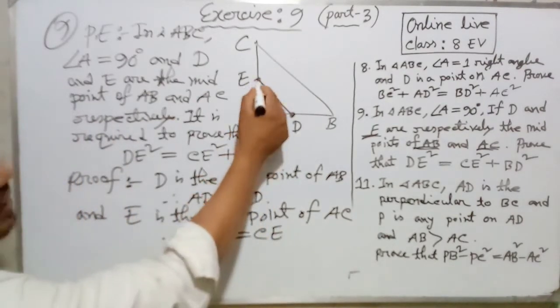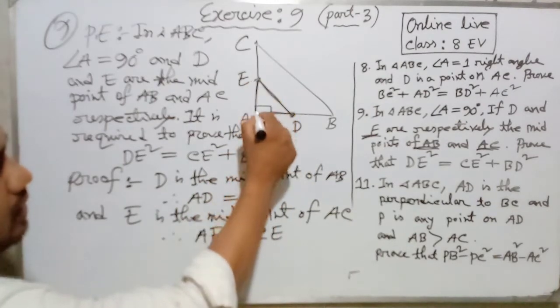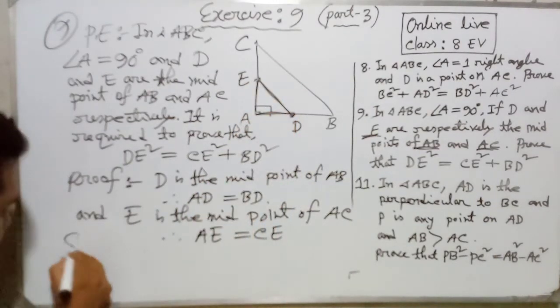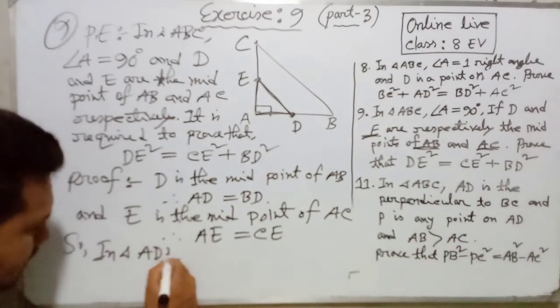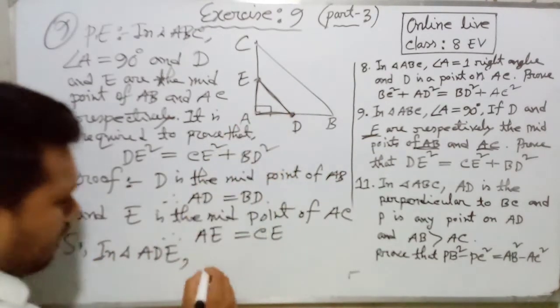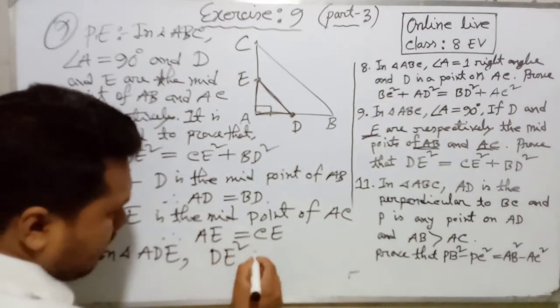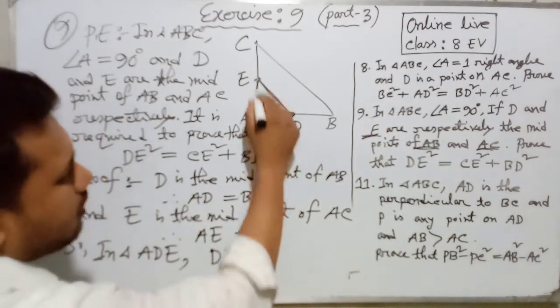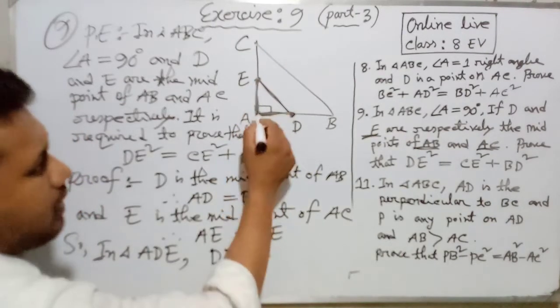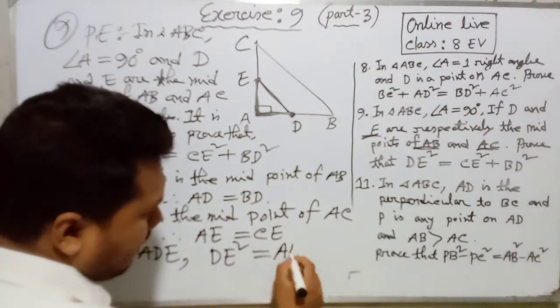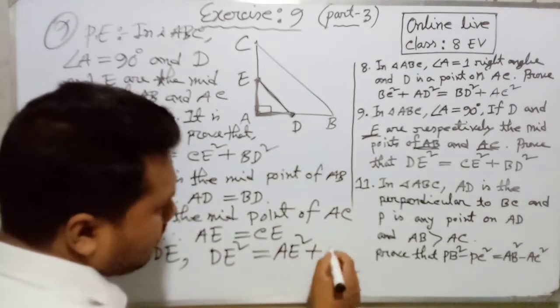Now look, this is our right angle triangle ADE. So in triangle ADE we can write DE square equal AD square plus AE square.